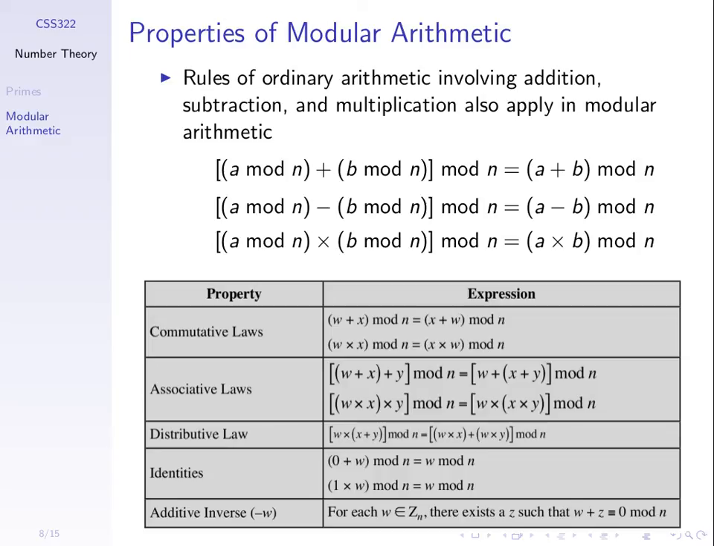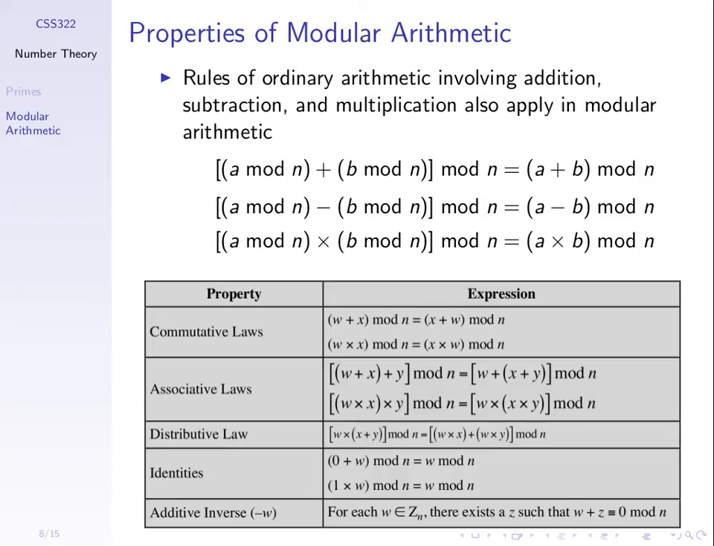w plus x mod n is the same as x plus w mod n. w plus x plus y is the same as w plus x plus y all mod n. Okay, so this is normal arithmetic laws. w times x plus y mod n is the same as w times x plus w times y all mod n. So this is nothing new compared to our normal arithmetic. And these ones at the top that I've listed are useful as well. And we'll see that they become very useful in some of the operations we perform in cryptography, or at least the ones we will see.